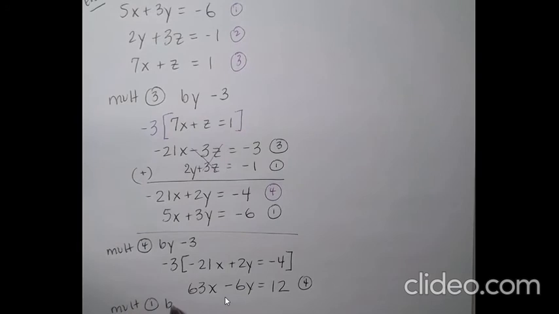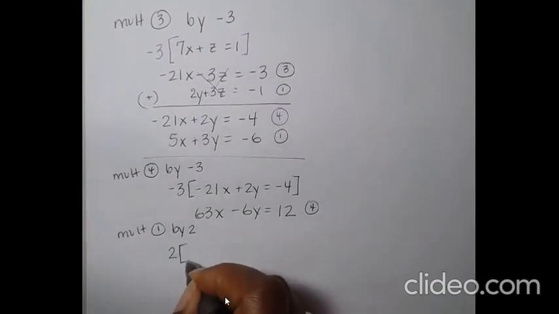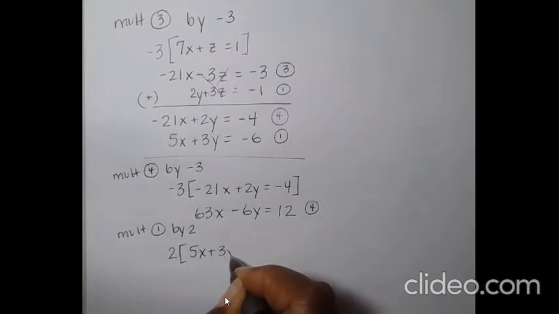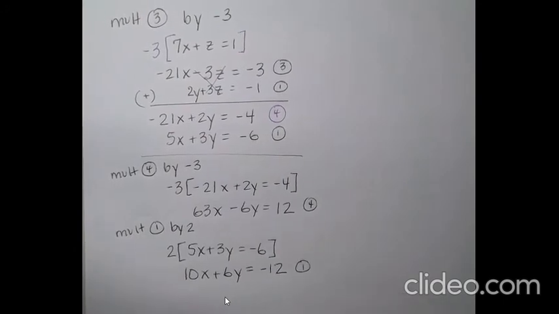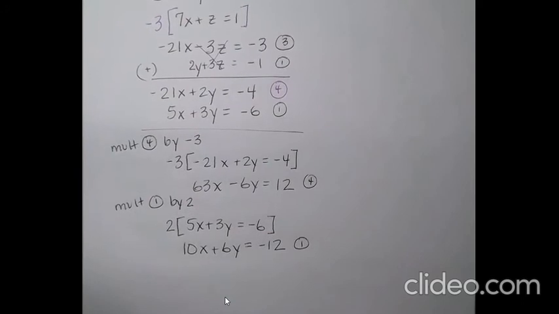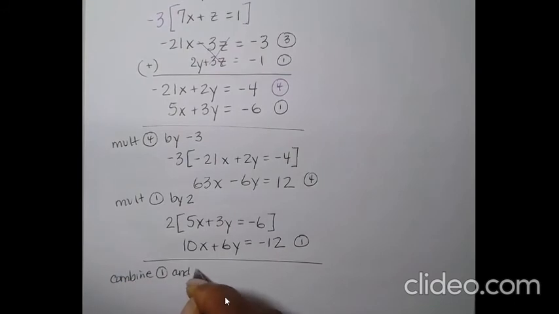equation 1 by 2. Multiplying equation 1 by 2. So we've got 2 times 5x plus 3y equals negative 6. This gives us 10x plus 6y equals negative 12. This is still equation 1. Now let's put 1 and 4 together. Draw a line here. Combine 1 and 4.